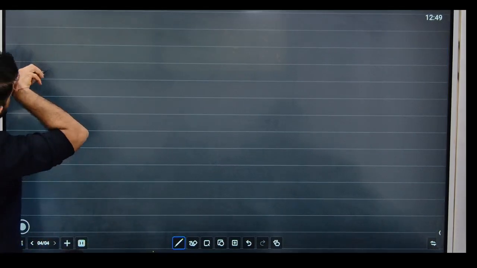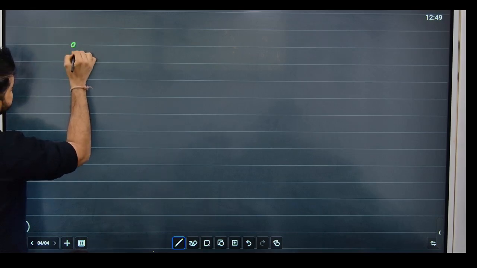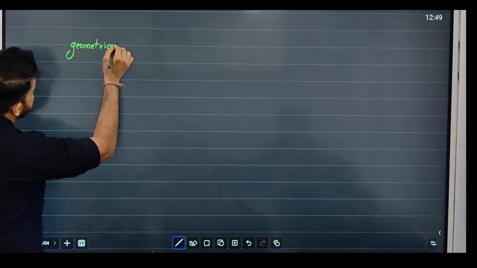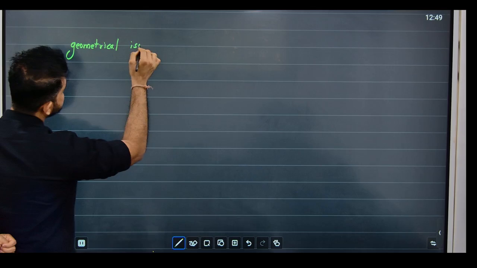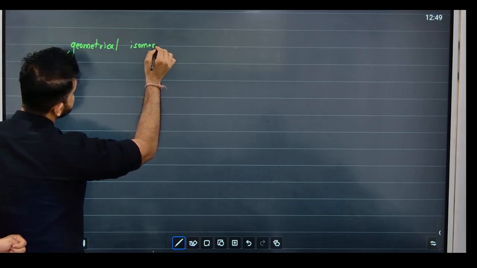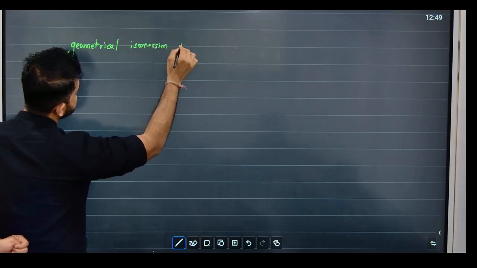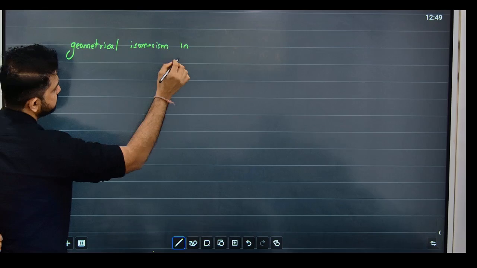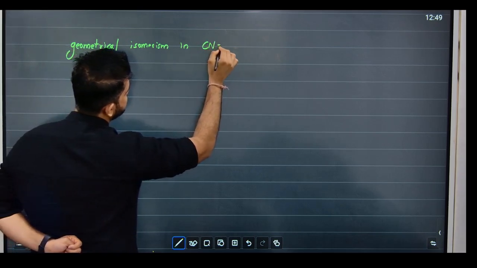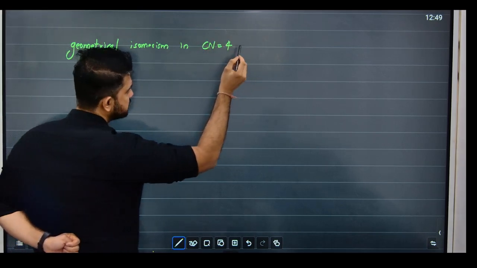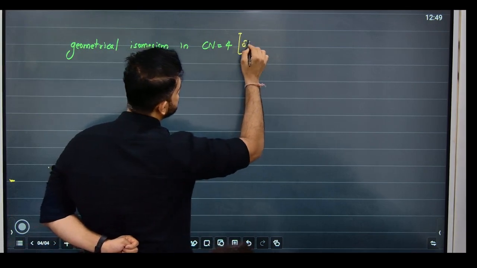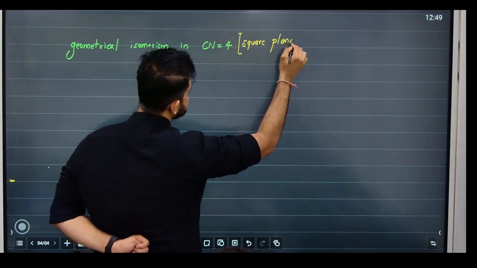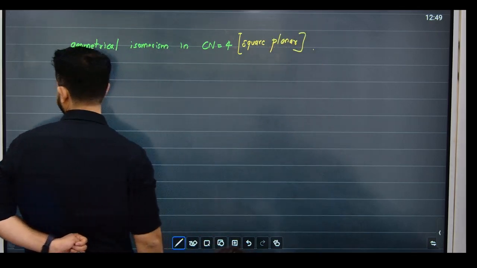Abhi, we are starting with geometrical isomerism in coordination number 4, that is square planar complexes. ठीक है?